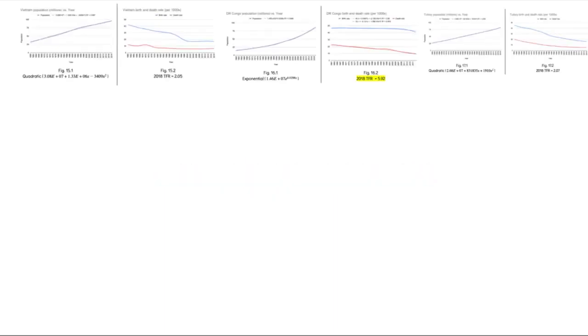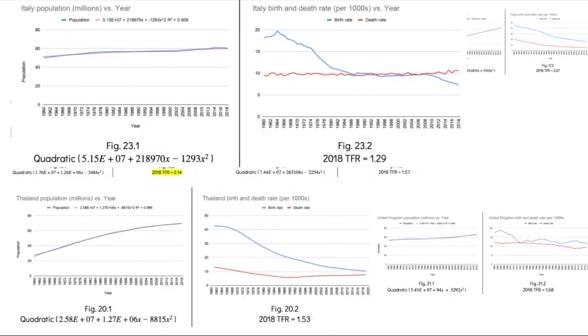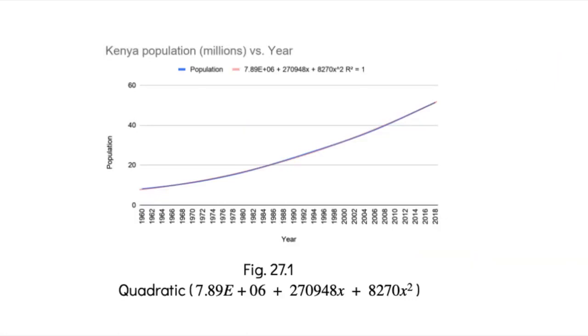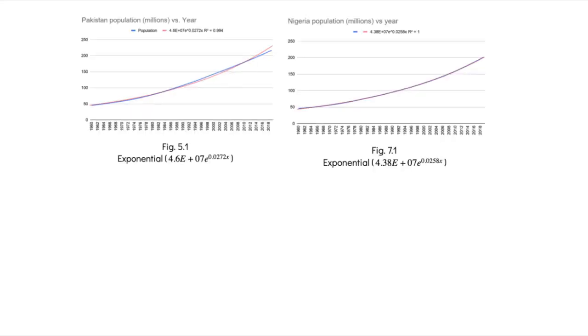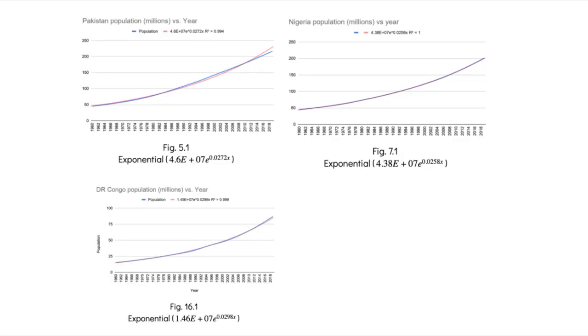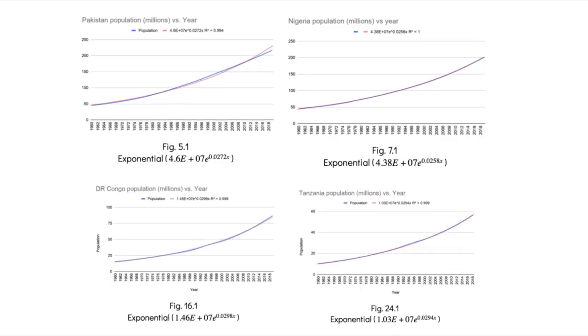After our preliminary research, which included the analysis of 30 countries, we found that most countries could be represented by a quadratic curve, for example, Kenya. However, we further analyzed the population trends of 4 countries which are better represented by an exponential curve. These countries are Pakistan, Nigeria, Democratic Republic of Congo, and Tanzania. Next, let's move on to our hypothesis.